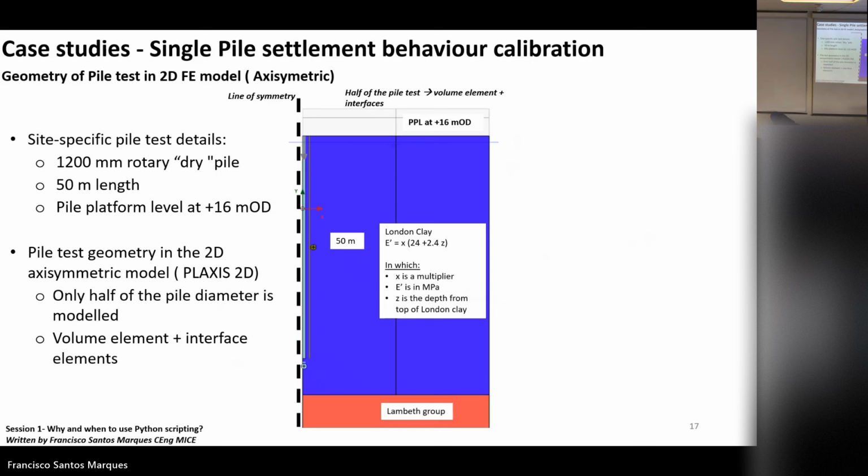Okay, so let's assume that we have a pile that is 15 meters depth in London clay. These are the properties of the stiffness of London clay. So it's going to be 24 plus 2.4 Z, and it's multiplied by a multiplier. Okay, this is a multiplier here. Z is the depth from the top of the London clay.